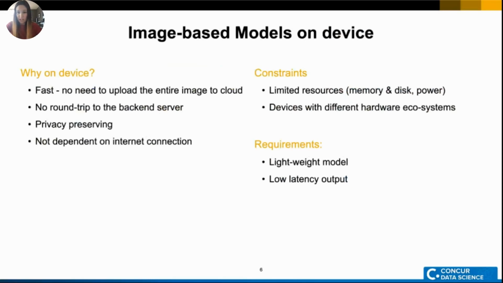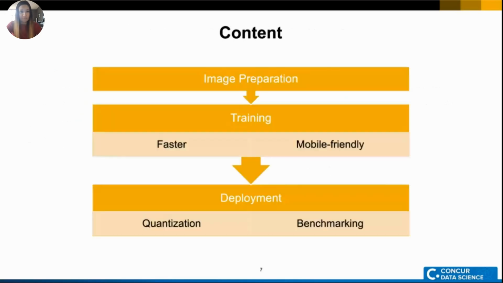However, when working with ML on edge devices, there are certain constraints, related to limited resources on your device, like memory, disk, and power of your mobile device. At SAP, we have so many customers with many different phones. They have different hardware ecosystems, so it's really important to cover all those. From these constraints, certain requirements arise: you need a lightweight model, meaning small, and also a model that predicts really fast. So you need a low latency output.